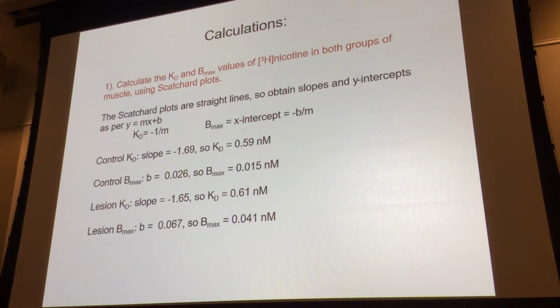And I have been known to make mistakes myself, so I reserve the right to make mistakes. So, here it is. No change in the KD, increase in the Bmax. What is going on here? Hello?